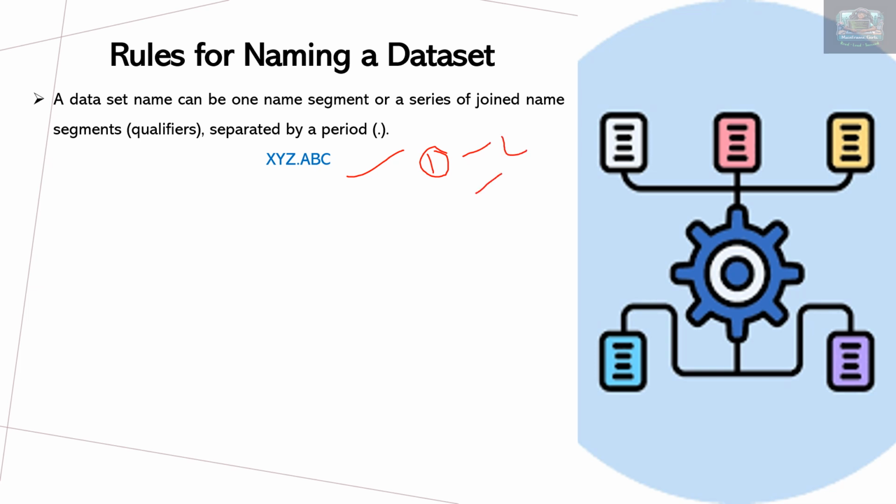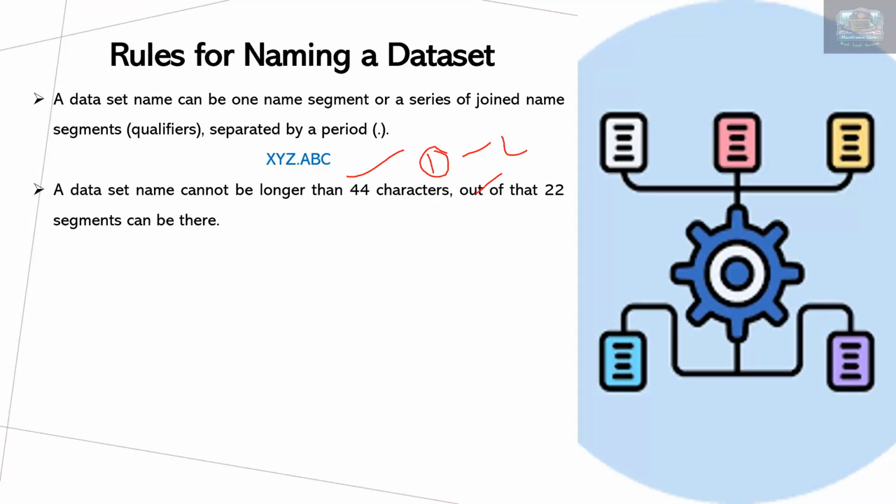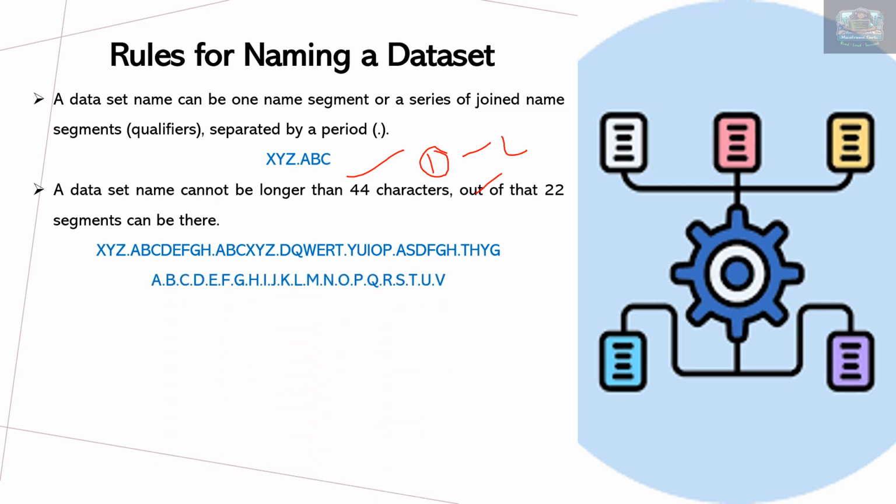The next rule is that a dataset name cannot be longer than 44 characters. Out of that, 22 segments can be there. Normally a dataset name should be 44 characters including the periods which you keep in between. As you know, 44 divided by 2 is 22, so you can give 22 periods and 22 alphabets like this. But mostly no one follows this naming convention. Mostly you follow the above naming convention with 44 characters with periods separated by the high level qualifiers and low level qualifiers.